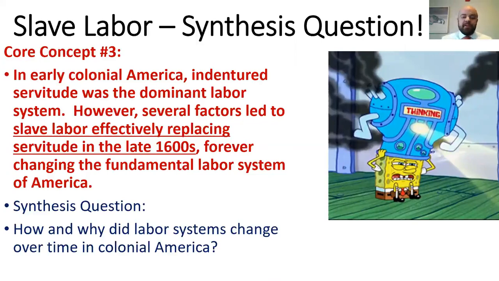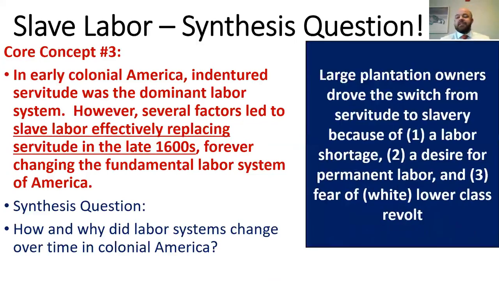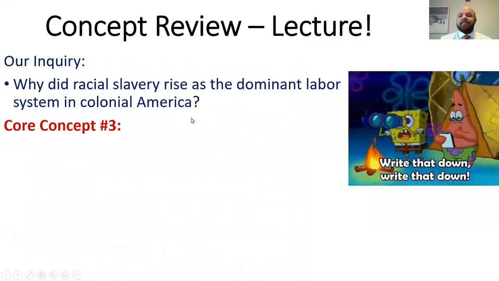Okay, let's see how you did. Here's my sentence. Large plantation owners drove the switch from servitude to slavery for 3 reasons: labor shortage, desire for permanent labor, and a fear of the white lower class revolt. Pause the video, make sure these key components are reflected in your own synthesis sentence. Awesome. So if that's the first half of our core concept, let's dive into the second half.